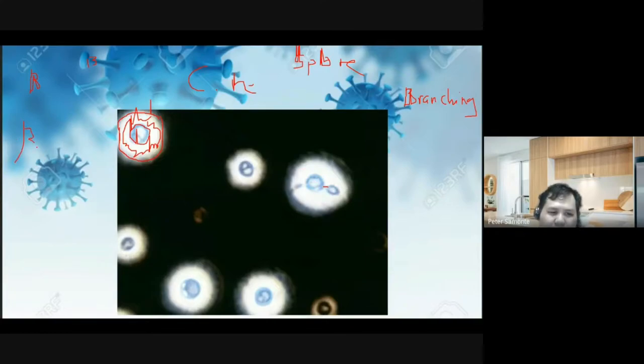And binary fission is how bacteria would reproduce. Now, if you know the word fusion, the meaning of fusion is to combine. Well, the opposite of fusion is fission, meaning to separate. So a single bacterium would divide and would be two, and would divide again, and so on and so forth. Kaya sobrang bilis nilang dumami, class.